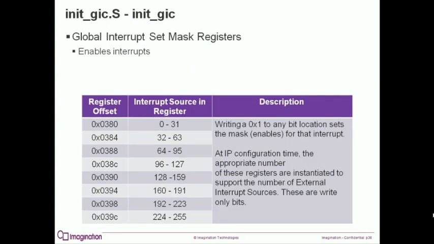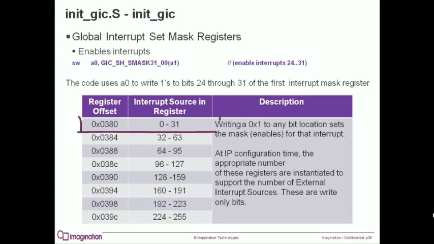There is a set of registers that corresponds to the global interrupt reset mask registers. These are the global interrupt set mask registers. Where the reset mask registers disable interrupts, the set mask registers enable interrupts. The code sets the same bits still in A0 as it did for the polarity registers to set the enabled bits 24 through 31.